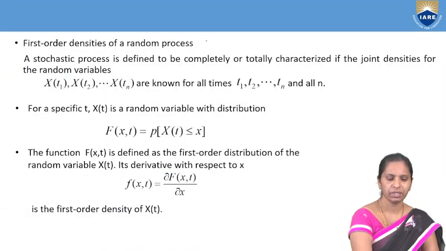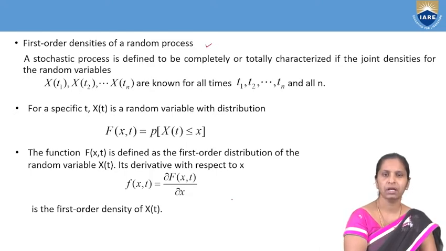Okay, so after that we are going to first order density functions of a random process. In the previous lecture we already saw the distribution functions and density functions of a random process, like first order distribution and density function, second order and third order, and so on. We have seen up to the nth order distribution and density function of the random process x of t. Here x of t is my random process. Now if x is a random variable, then what is this distribution function?